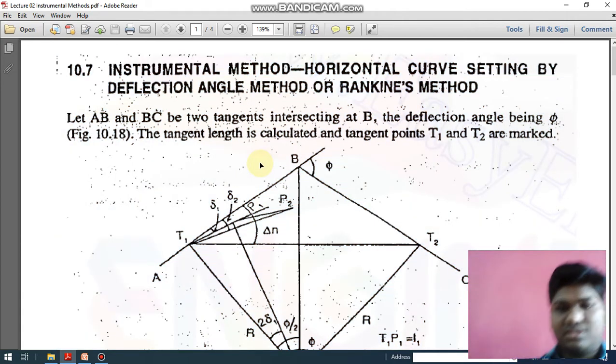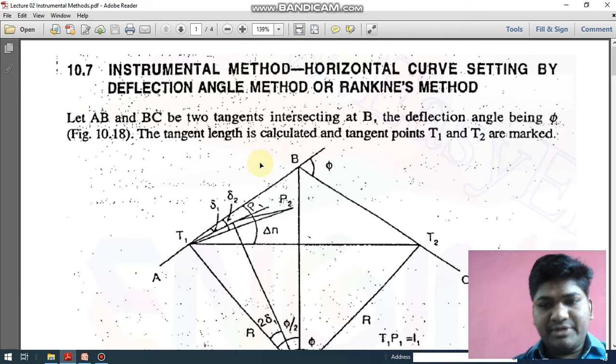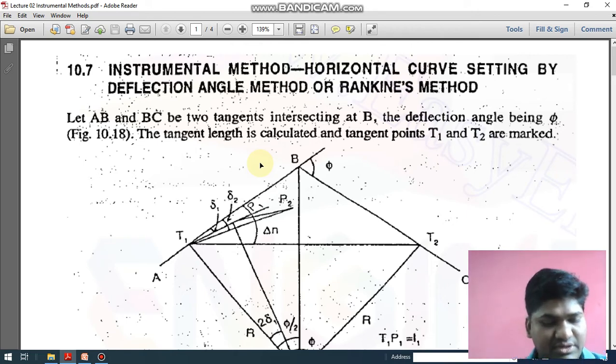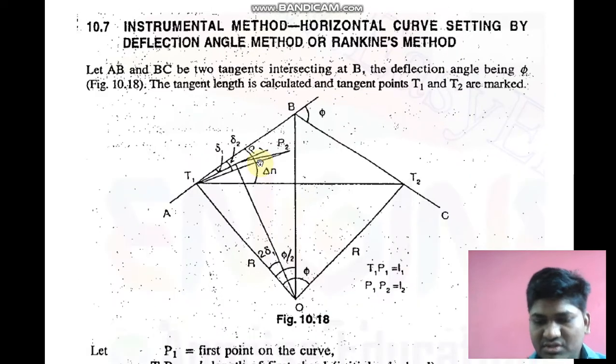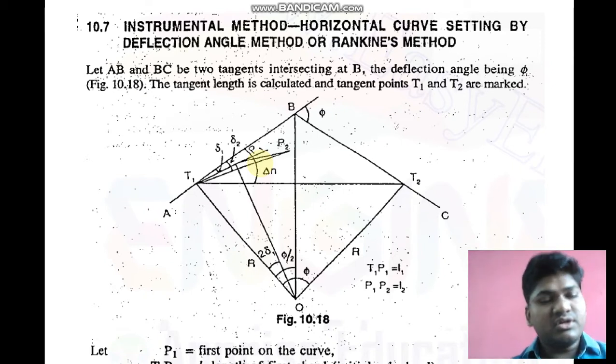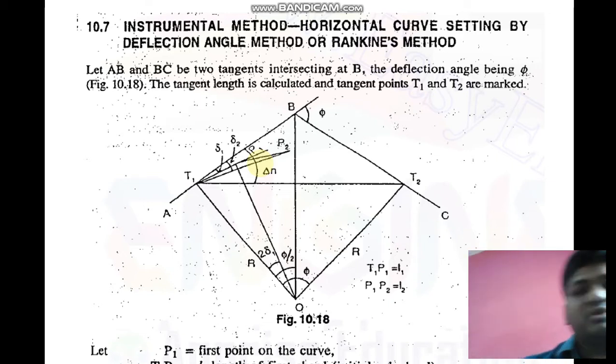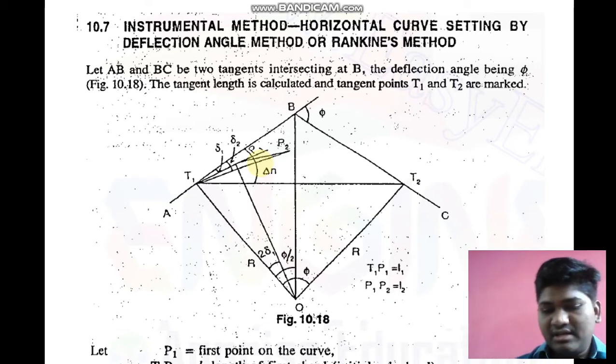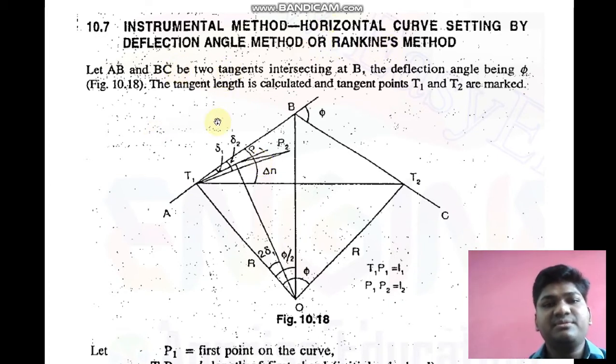Today we are going to discuss the instrumental method for setting out a simple circular curve, and in this lecture we will discuss what the instrumental method is. In the previous lecture we discussed the chain type methods for setting out a simple circular curve, and I gave one example of the long chord method. Today we're going to discuss the instrumental method, which is also known as Rankine's method or the deflection angle method. Before going further, we will understand its field procedure.